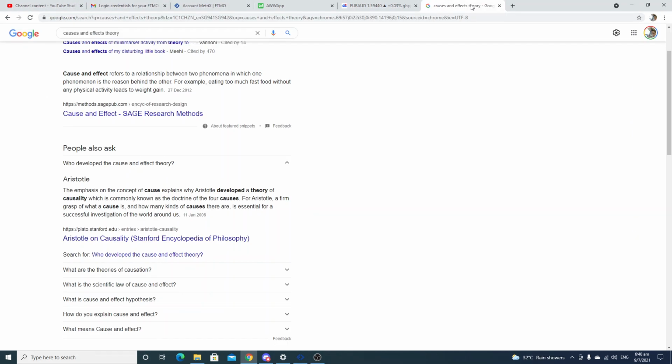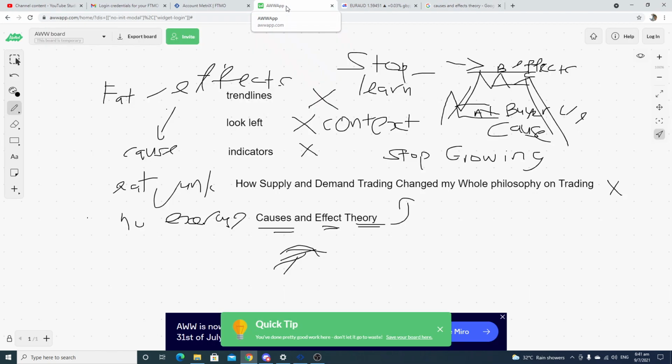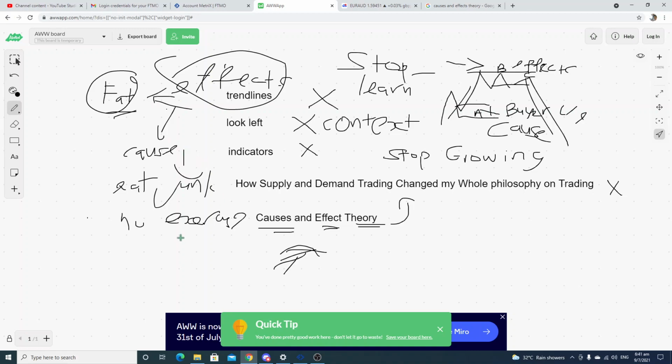If you Google, cause and effect theory is the relationship between two things. For example, if you eat too much fast food without any physical activity, it leads to weight gain. So the example I use here, and this is no disrespect to anyone, it's just an example: a certain person is fat. Like for me, maybe I'm not so fat. Okay, so that is the effect. What is the cause of fat? Eat junk food, no exercise, sleep a lot. That's a lot. Okay, so how does this relate to trading?